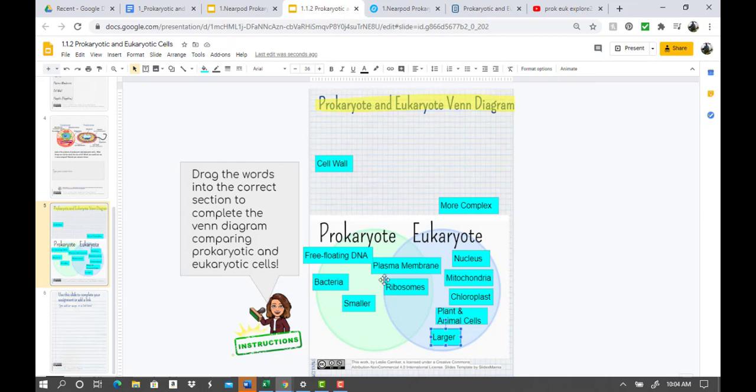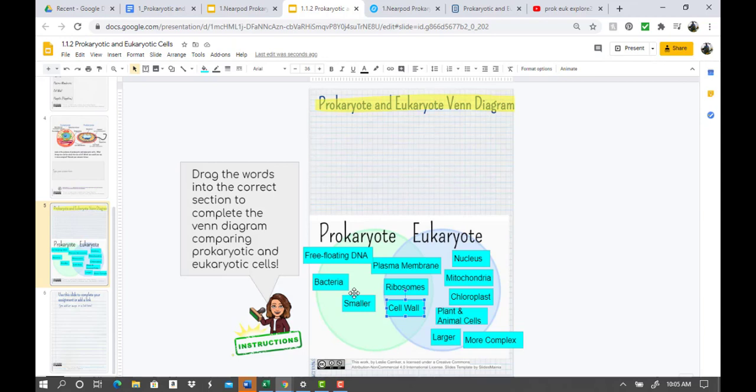Prokaryotes smaller. More complex, definitely over here with eukaryotes, right? They have all of these organelles. They're much larger, so we would describe them as more complex. And then cell wall. We can put cell wall in the middle because even though not all eukaryotes have cell walls, they could have a cell wall. And then, of course, bacteria have cell walls. So we would put cell wall in the middle there.